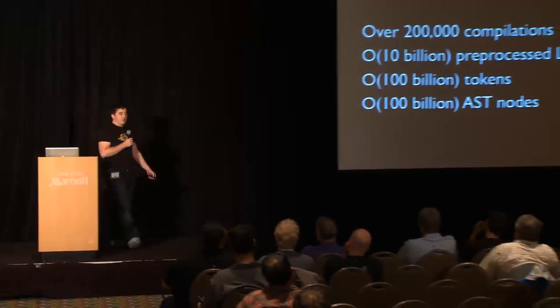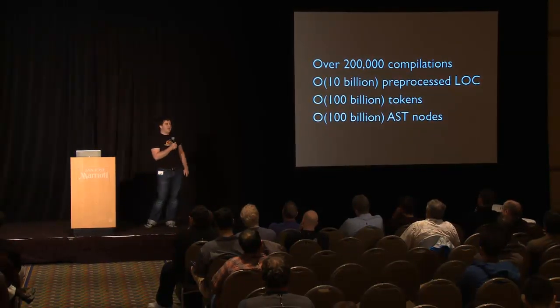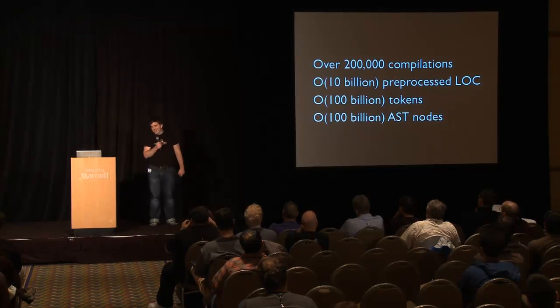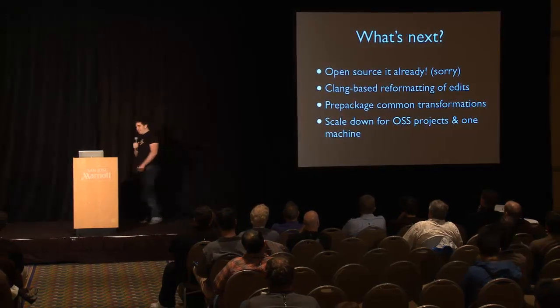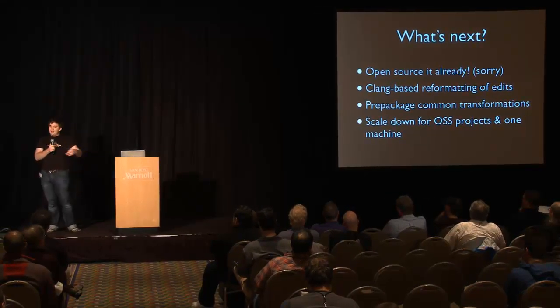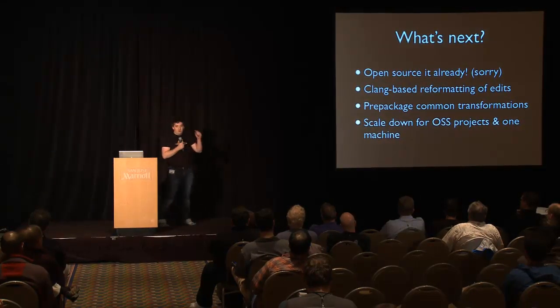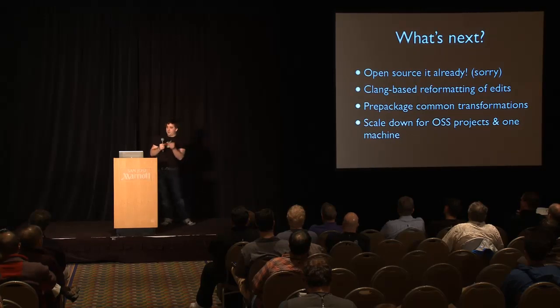That's over 200,000 compilations taking place, on the order of 10 billion preprocessed lines of code running through Clang, on the order of 100 billion tokens running through Clang, producing on the order of 100 billion AST nodes. All right? It's that scale of problem, and that is why we need MapReduce. So what's next? Google's crazy, right? And so our code base is enormous, and that's true, but there are a lot of other code bases that can benefit from the same tooling process without necessarily the number of computers involved.